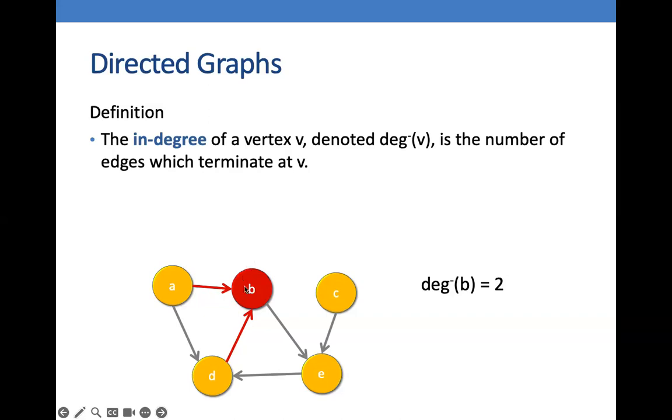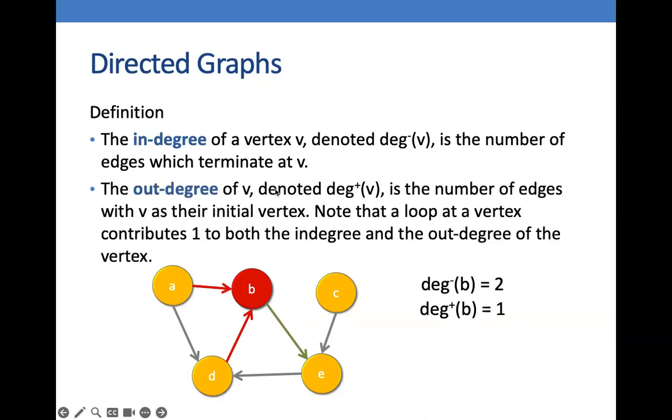So for example, in this graph, how many edges are terminating at B? We consider B here as our terminal vertex, and we count how many of the arrows are coming in. That's one way to think of it: how many arrows are coming in? If we count the arrows that are coming in, it is equal to 2.